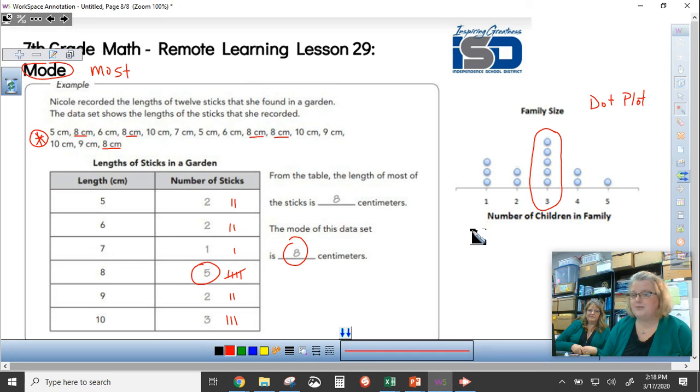We'd like for you to try some on your own. And if you feel like it, go out into your garden and find some sticks and measure them. Just saying.